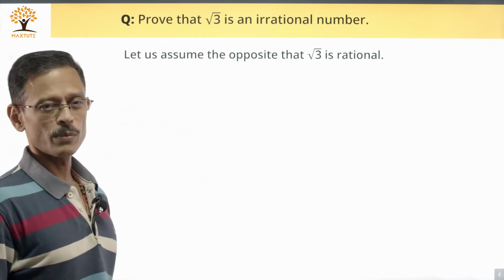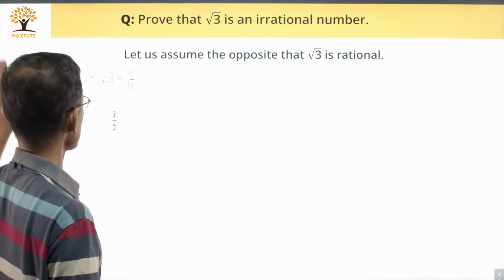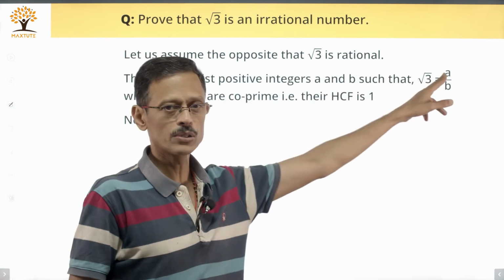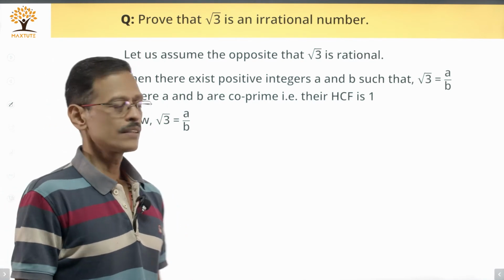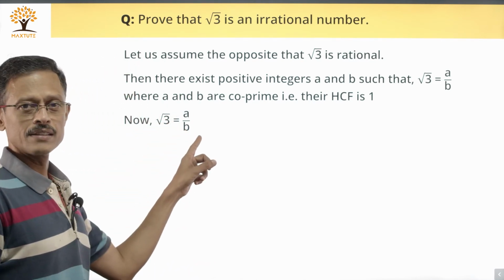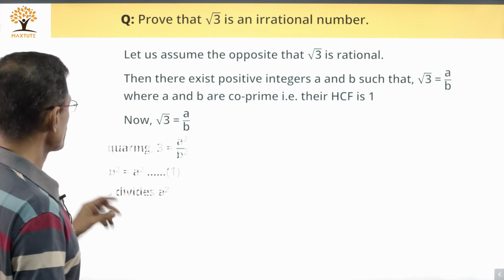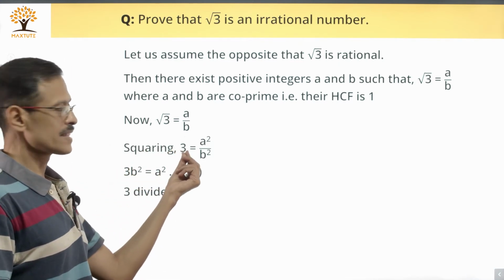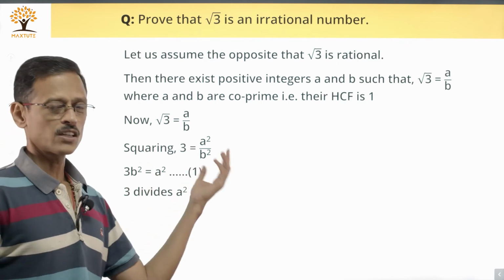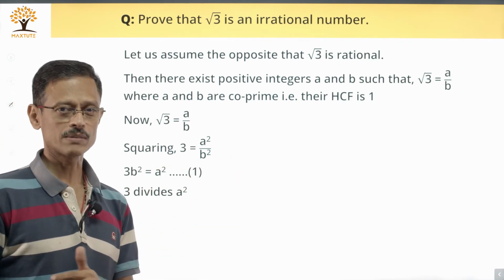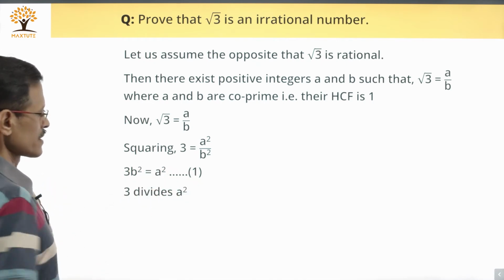Quickly recapping. Let's assume the opposite, that root 3 is rational. If root 3 is rational, then we can write root 3 is equal to a by b, where a and b are co-prime, that is, their HCF is 1. Which means if root 3 is equal to a by b, we can say a is equal to root 3 b. Squaring, we get 3 is equal to a square by b square, or 3b square is equal to a square, right? You can cross multiply and square, or square and then cross multiply. Choice is yours. We're going to call this equation 1.